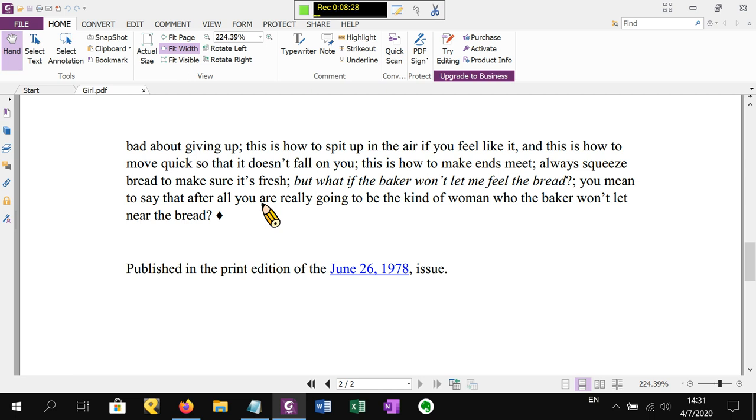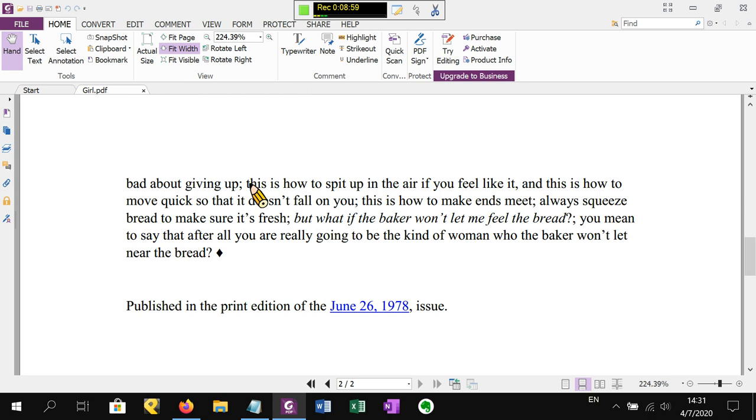And so when the girl finally replies with this, but what if the baker won't let me feel the bread? It seems to confirm that she has started to find her own path within this patriarchal repressive society. And so the last line is saying, not oh, but like, yes, that's how you do it. That's how you become a fully grown woman in this society. Good job. I think I'm skipping into the next question. Sorry, going back.